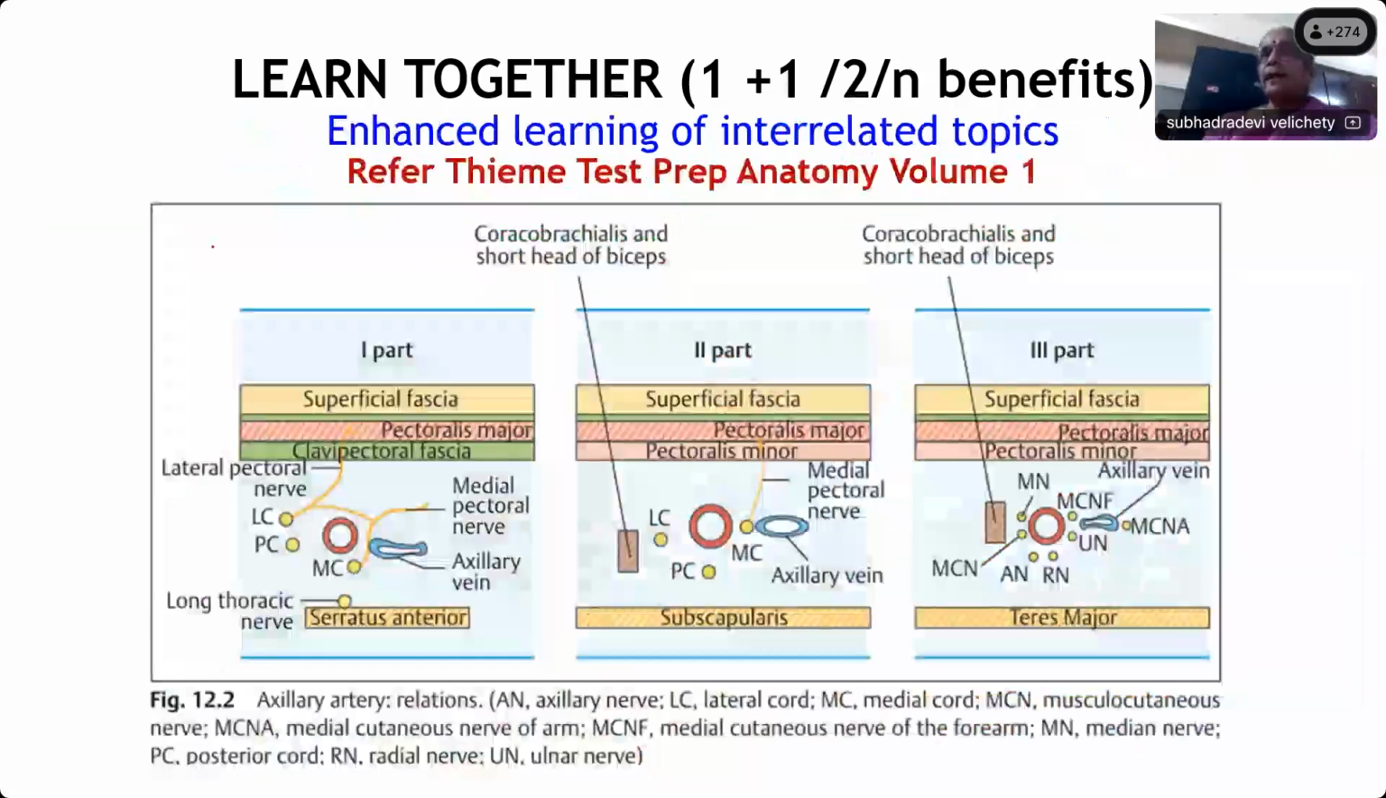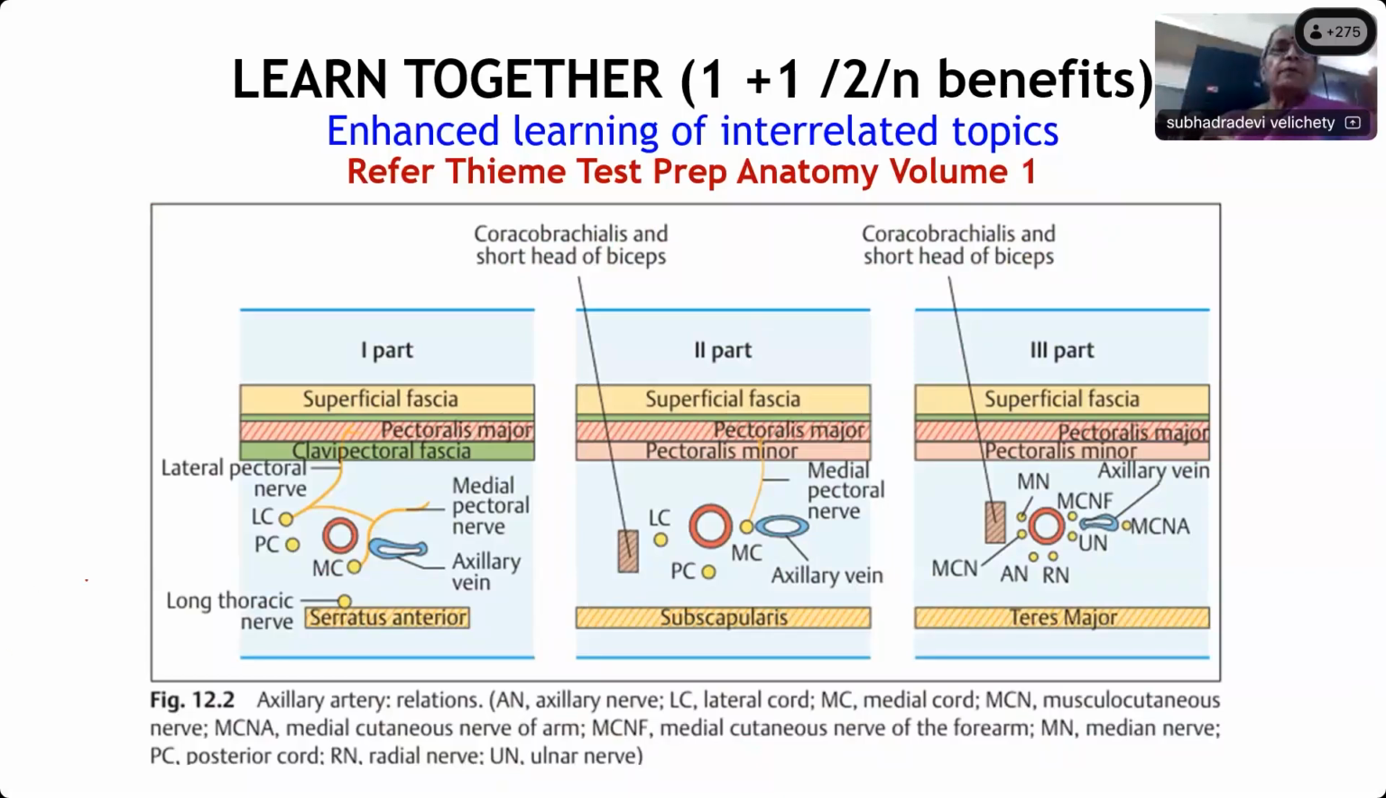Then these diagrams also, relations of the first part, second part, third part of axillary artery, because the brachial plexus divisions, branches, cords, all are related to this one. So that's why you should practice this diagram in whichever book you are reading. This is a must for you.